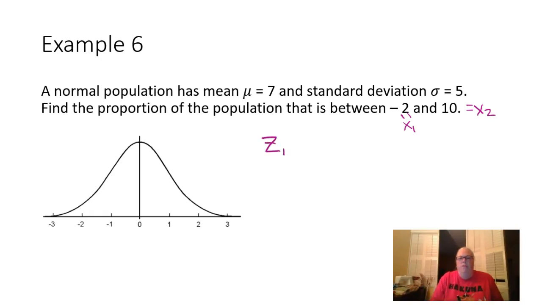So for my first z-score, which I'm going to call z1, I'm going to use my x1. We're going to take -2 and subtract the mean of 7 and divide that by 5. -2 minus 7, this is -9, divided by 5. And when I divide 5 into -9, I'm going to get negative 1.8.